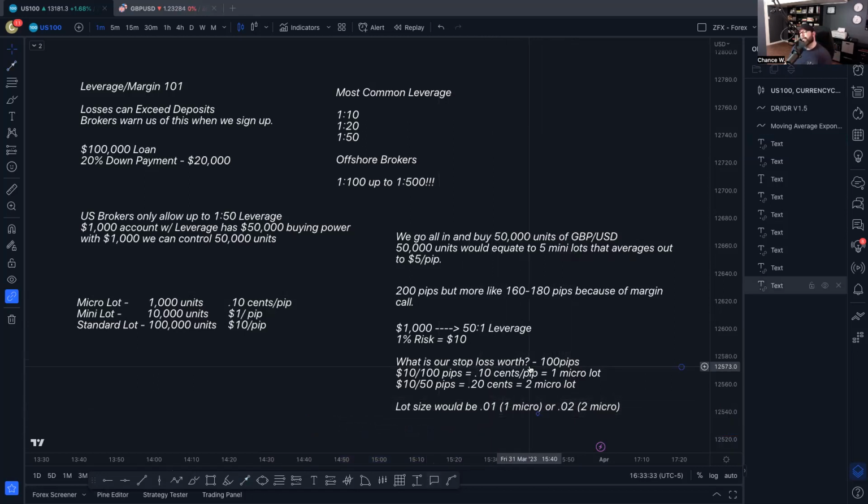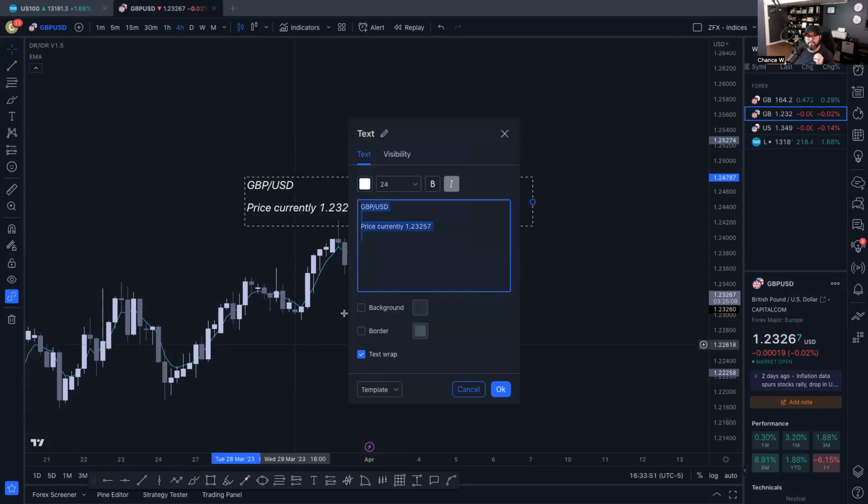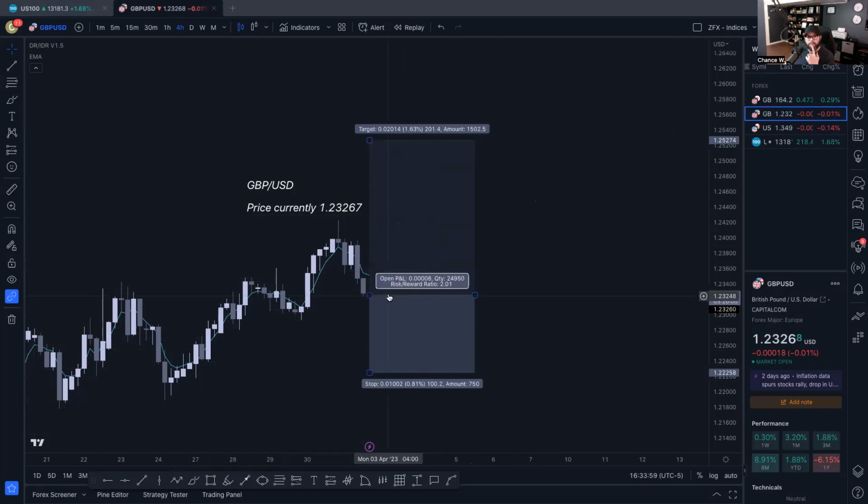But let's go to GU, right? We've been talking about GU. Let's go to GU and let's see how this would actually look. All right. Price is currently, market just opened. Price is currently 1.23267. It is not actually this number, and it's going to fluctuate. Okay. So if we were to enter the market at this point, this is our buy position tool, right?